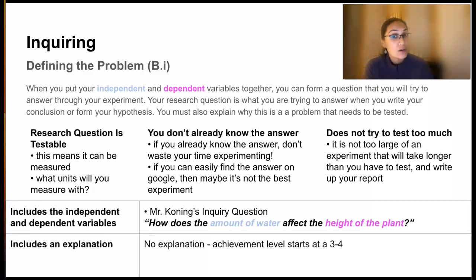Since Mr. Koning's inquiry question does not have an explanation, if he's going to give me this question for a science fair project, then the achievement level starts at a 3-4 because it does not have an explanation of it being related to the topic that we've been talking about for the last 18 weeks. Okay, so when you write your inquiry question, make sure that you have your independent variable and your dependent variable in your question with a question mark at the end.